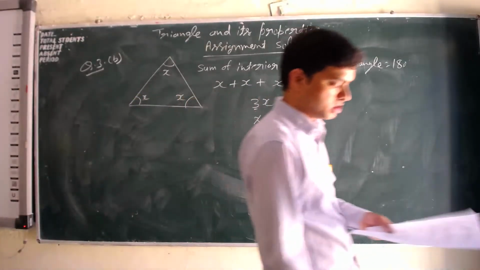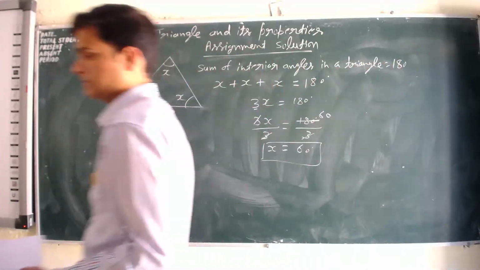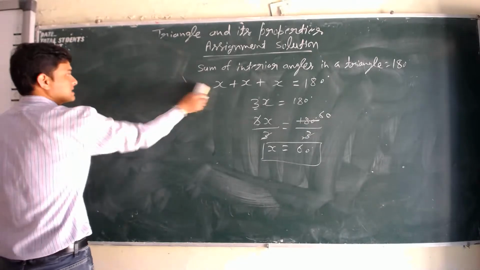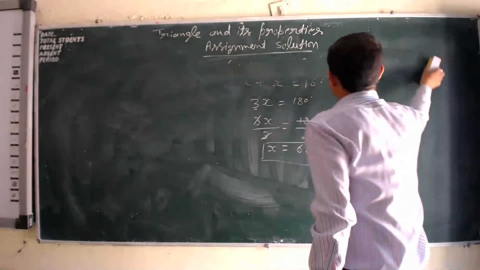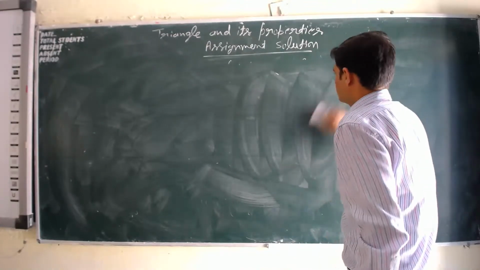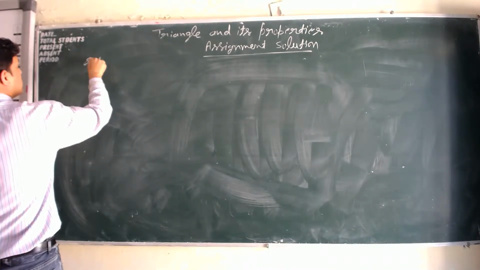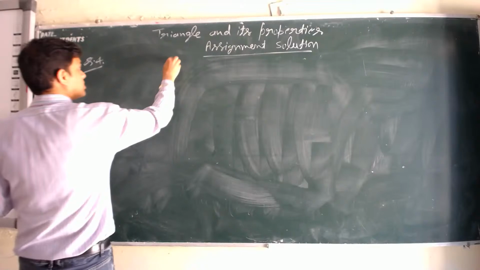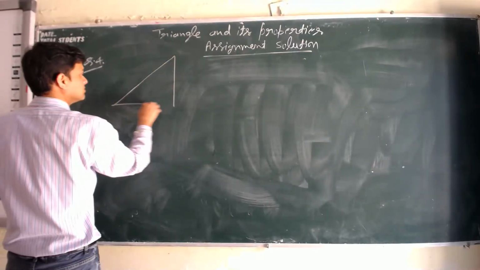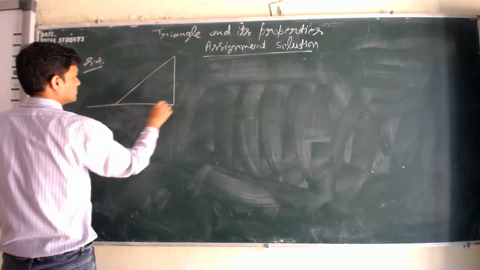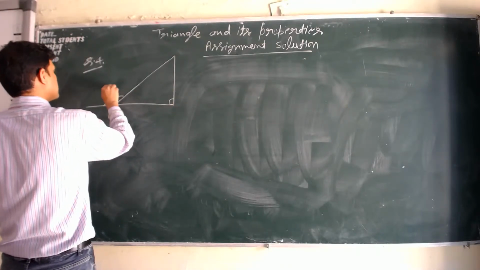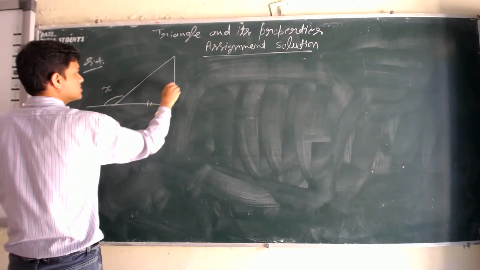Next one, question number 4. Find the value of x. Question number 4. Find the value of x according to this figure. This angle is equal to x and this arm is equal to this arm.